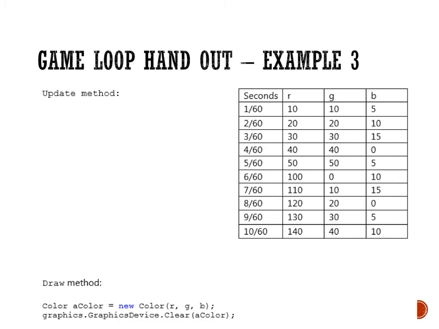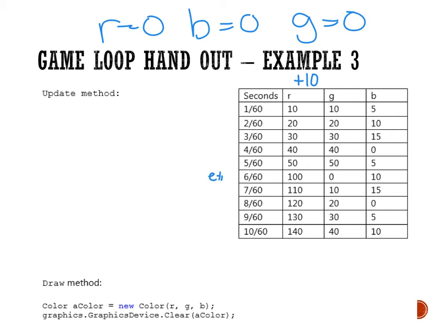So from here, we know from the handout that you have that R starts off equal to 0, blue starts off equal to 0, and green starts off equal to 0. Before I write any code, I go through and look at what's happening. If I look at red, I can see red is adding 10 every time. However, when I get to 6/60ths of a second, I expect this to be 60, but really I'm getting 100. So there's got to be some sort of change taking place there.